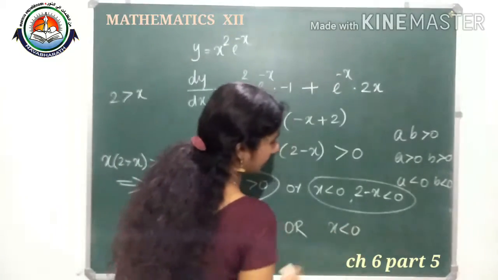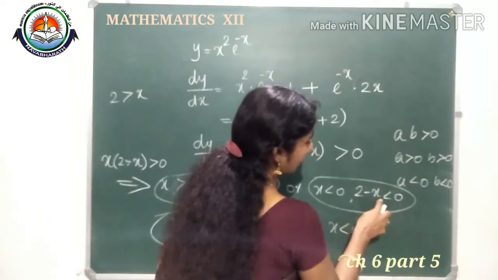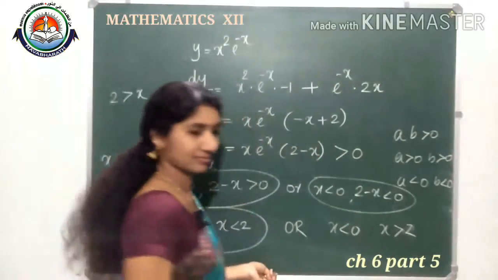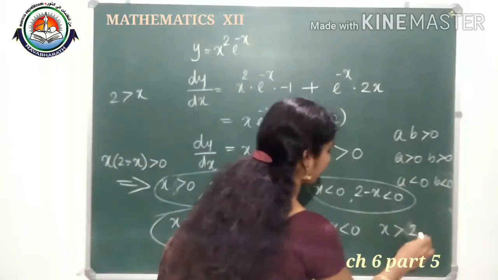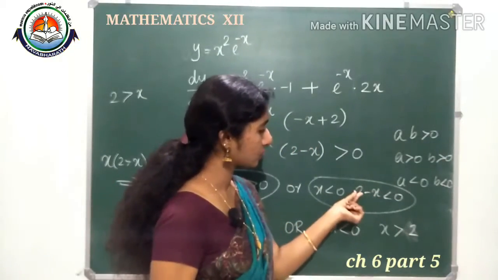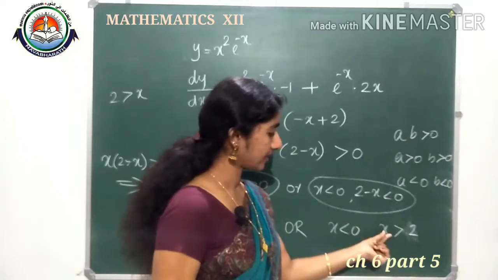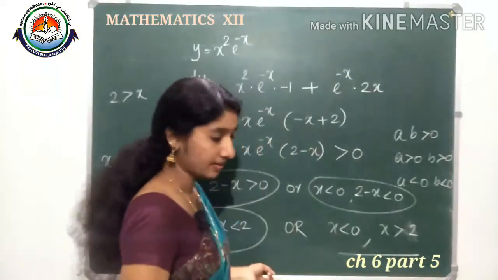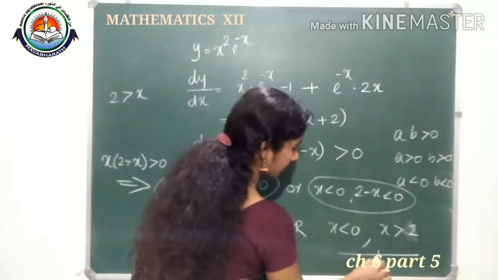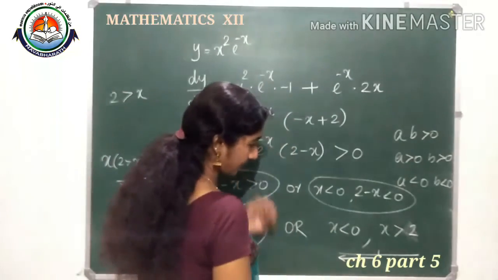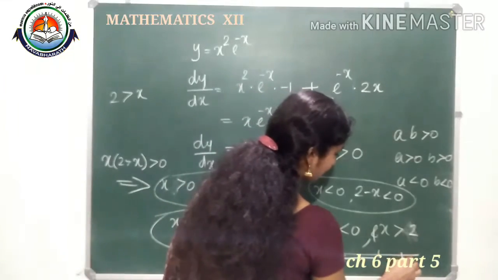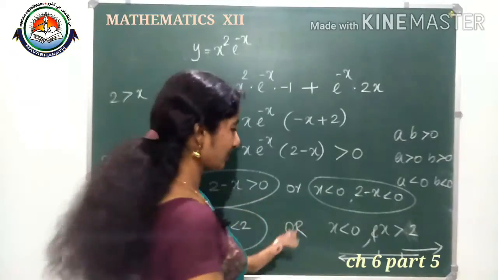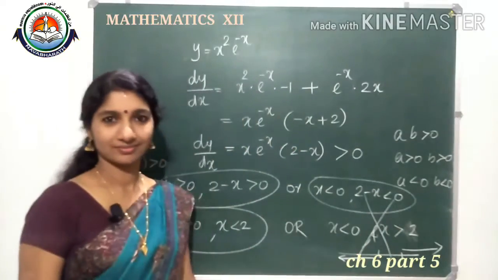or x less than 0 and here 2 minus x less than 0 means 2 less than x, that means x greater than 2, isn't it? 2 less than x means x greater than 2. See here it's given x should be less than 0, that means these values of x, and x greater than 2, that means these values of x. No such solution, isn't it? So, this case we are rejecting.